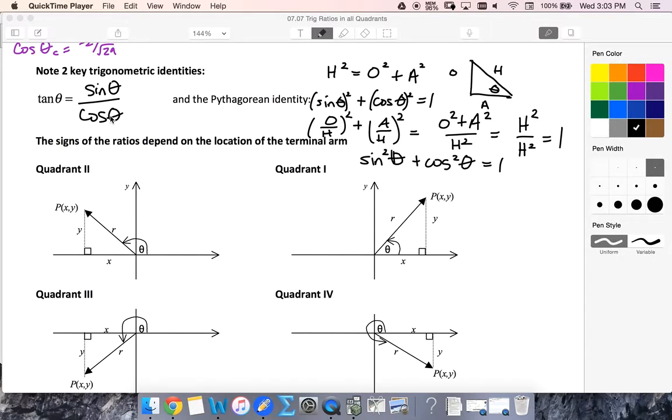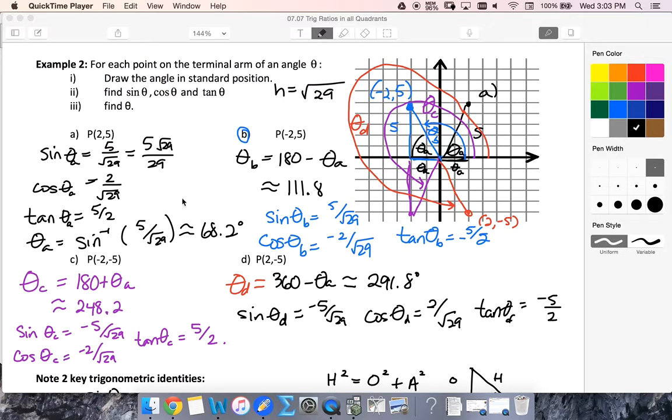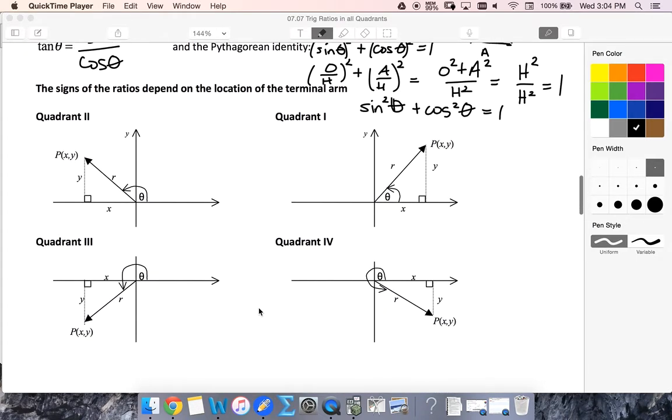Okay, so we saw an example, what example was this? Example 2, how sometimes we had trig values that were positive and negative. And let's think about those. So this is all dependent on the location of the terminal arm. If we're in quadrant 1, both our x values and our y values are positive. That means that all ratios are going to be positive.